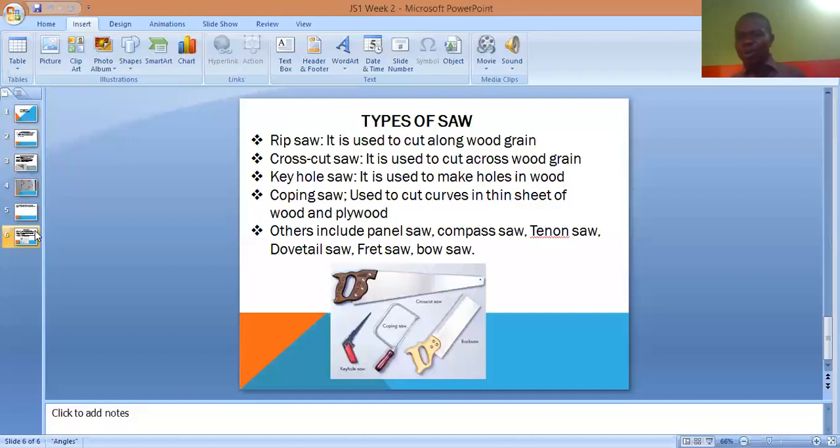Then the cross-cut saw is used to cut across the grain of wood. Not like this time around, but like this time around. So they look the same, but they have different functions too.